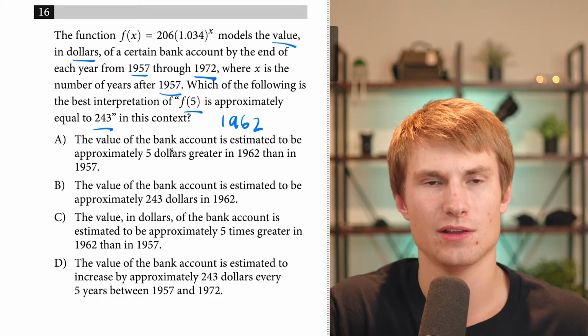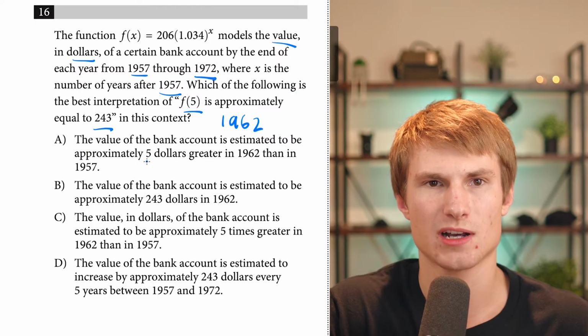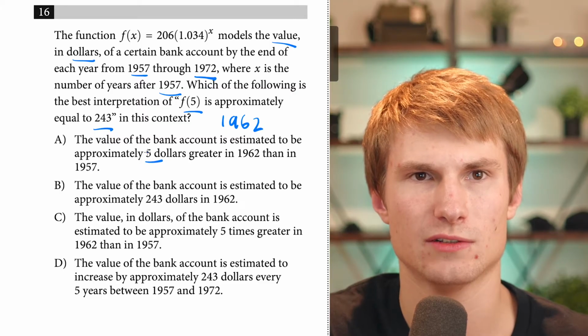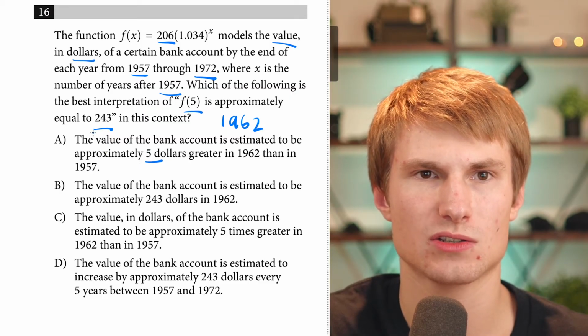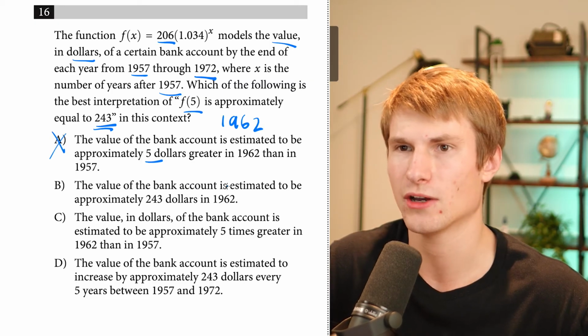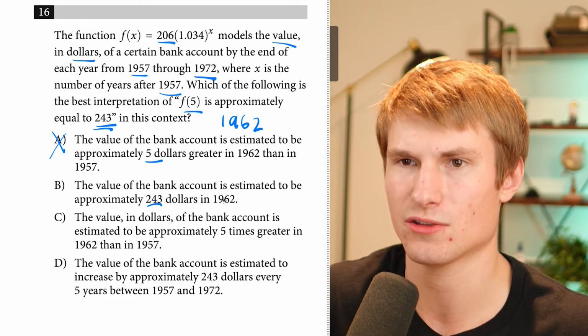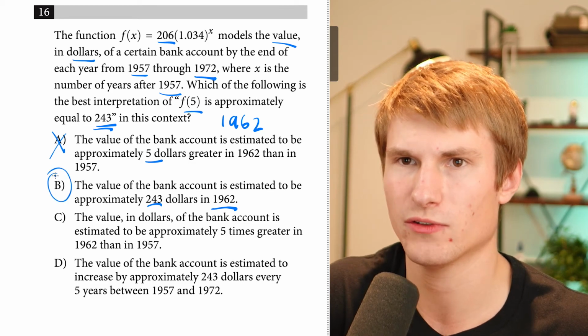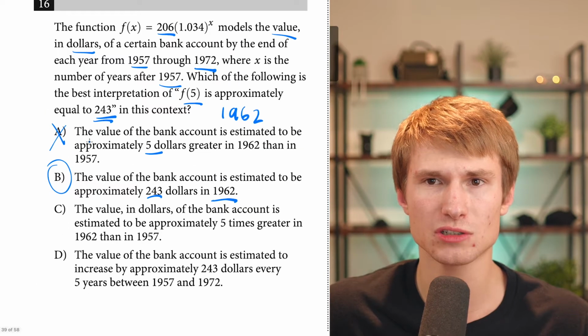Okay, 1962. And we know our value is equal to 243. So we've got option A, the value of the bank account is estimated to be approximately $5 greater in 1962 than in 1957. Well, we go from 206 to 243, so that's a difference of 37, not 5. So A is wrong. We can look at B. The value of the bank account is estimated to be approximately $243 in 1962. That's perfect. We can go ahead and move on to question number 17 now.